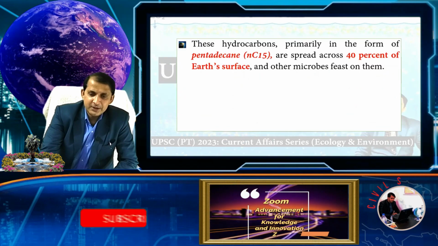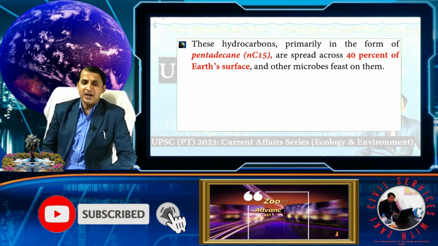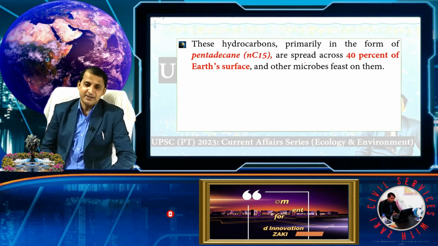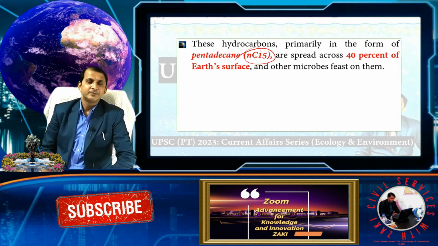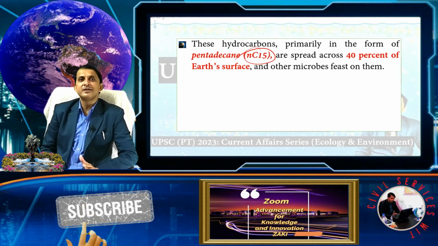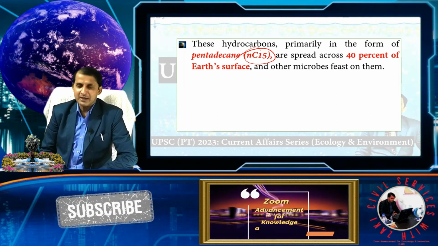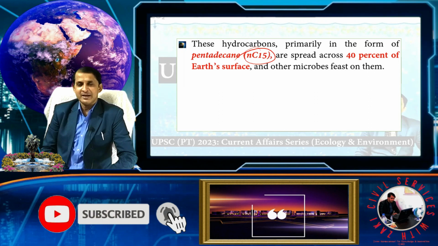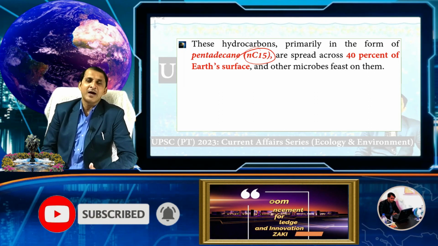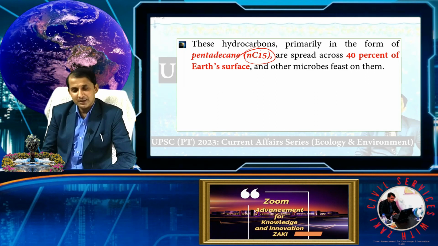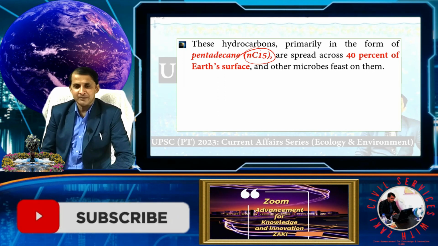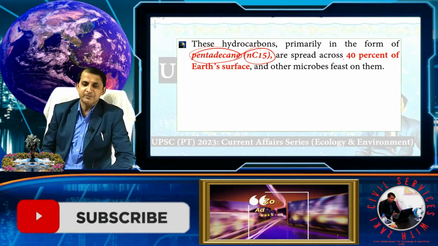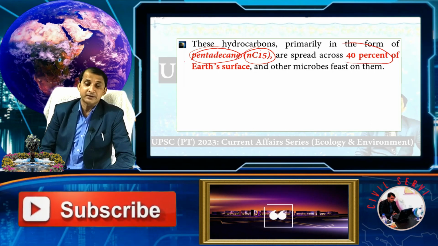So let's see. These hydrocarbons, pentadecane, means 15 carbon atoms. As you know, butane, pentane, hexane, heptane, etc. are related to the number of carbons present in the hydrocarbon. So these pentadecane are spread across 40% of the earth's surface.